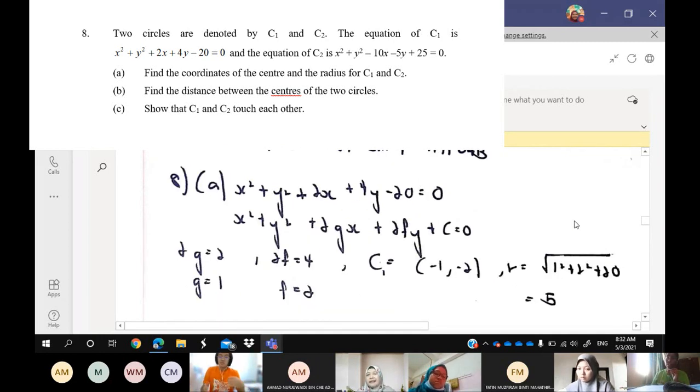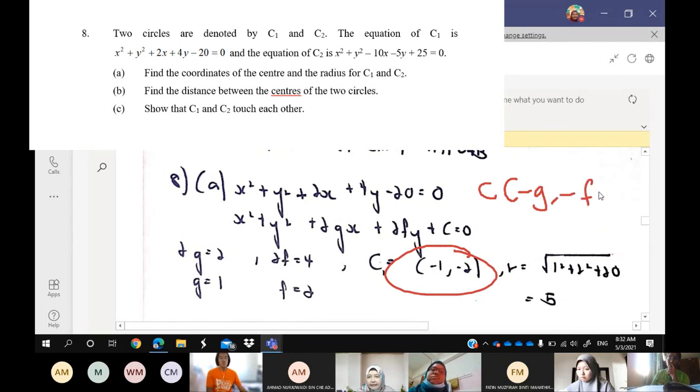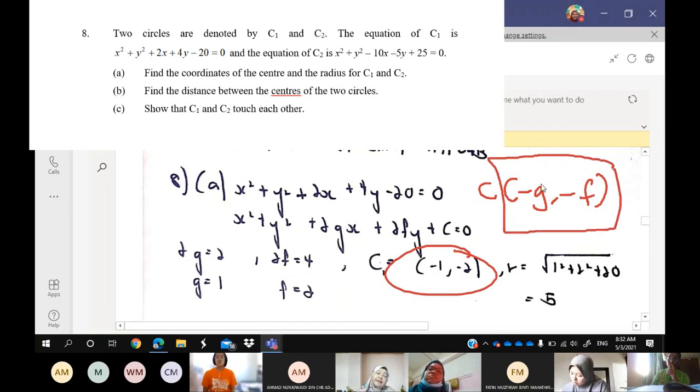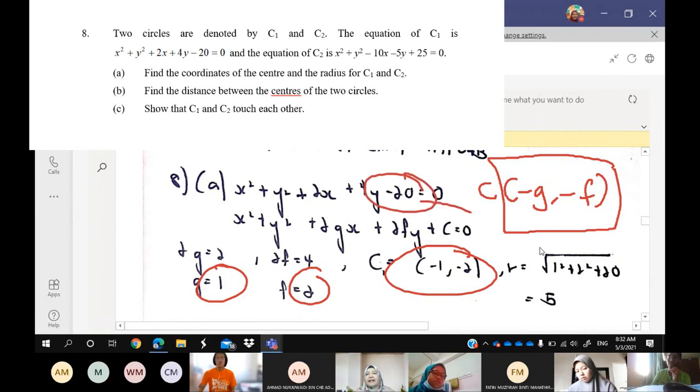Okay, I repeat, make sure the center is negative g, negative f. Please remember this, because in exams, a few students cannot remember the negative. Automatically, if you get the answer g and f, they say the center is 1, 2. But it should be negative 1, negative 2, right? Make sure you remember. And this one, is it plus? Not minus. Minus. Okay.